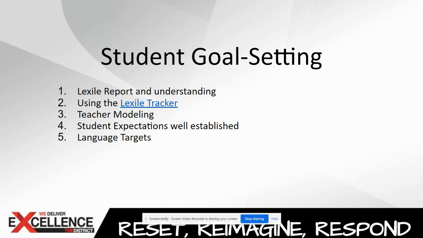One of the key factors in being successful on Achieve 3000 is the student goal setting. And remember, we think about the Lexile report and understanding, using that Lexile tracker, and teacher modeling. Those are huge expectations and important tools. Student expectations need to be well established, and then we need to really think about those language targets that we need to meet as a teacher with our students.